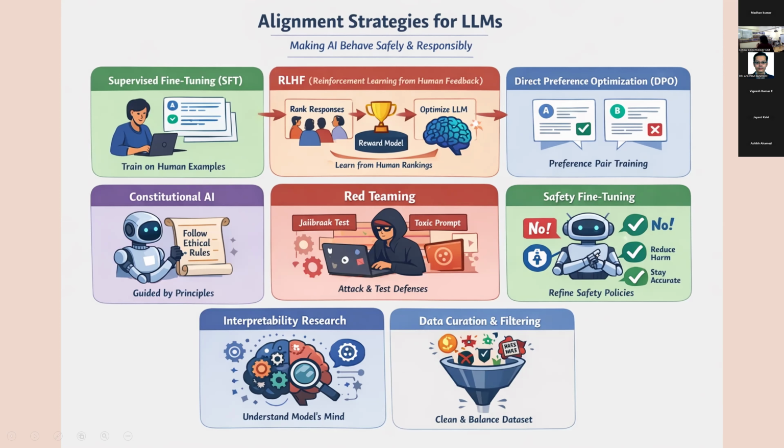And safety fine tuning is again constantly assessing the AI to see if it is staying accurate and reducing harm. Interpretability research is understanding the model's mind, and again making sure that the model is safe for use. And data curation and filtering is basically cleaning the input data which is given to the AI to generate a response. So these are the alignment strategies. So if a model is developed, it is constantly subjected to supervised fine tuning or reinforcement learning from human feedback and all of that.